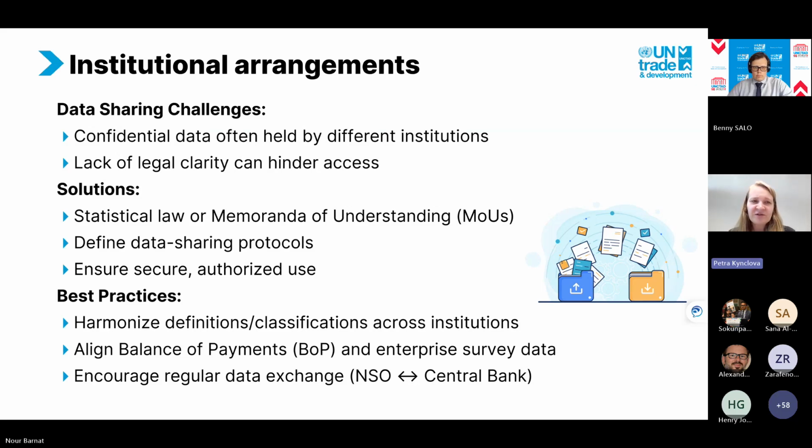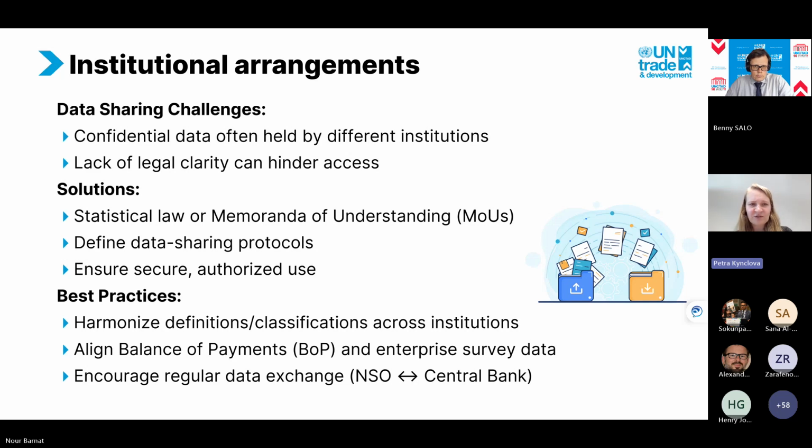The biggest challenge is usually in data sharing between different partners. Confidential data are often held by different institutions, and it's important to have the setup in a way that it's clear that the data are shared among the partners while keeping the data confidential. Sometimes even the lack of legal clarity can hinder access to the data.